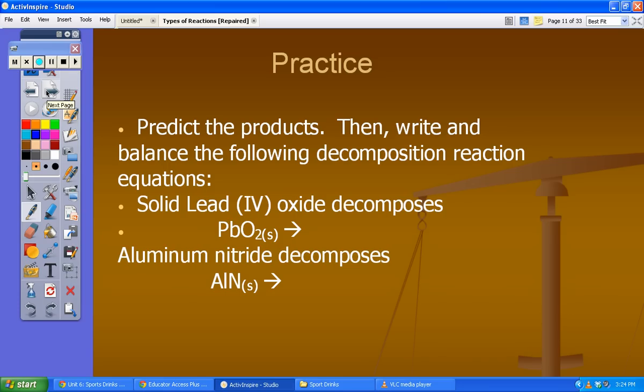Now, just a few practice ones. If you want to skip over these, you certainly can if you understand this. But basically what we'll do is take lead oxide and break apart that compound. What we break it apart into is Pb plus oxygen, which is diatomic, so it's O2. Then we check to see if it's balanced. There's one lead here, one lead here. There's two oxygens here, two oxygens here, balanced.